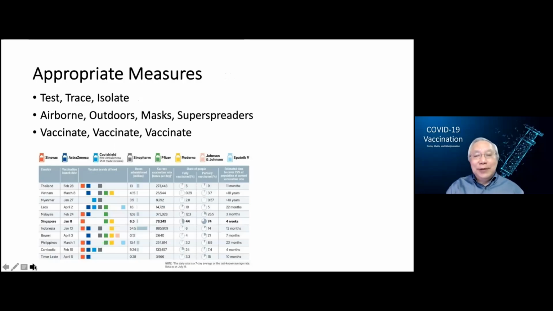So I just want to end by saying that we need to take appropriate measures. I think that's very important. There's so much politics involved. Politicians are milking the thing, big pharma companies are milking anything, and everybody is getting involved, so it's become so politicized. But basically, what you need to do is to test, trace, and isolate. I think that's the one thing.